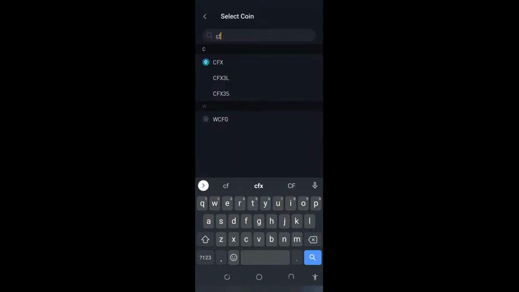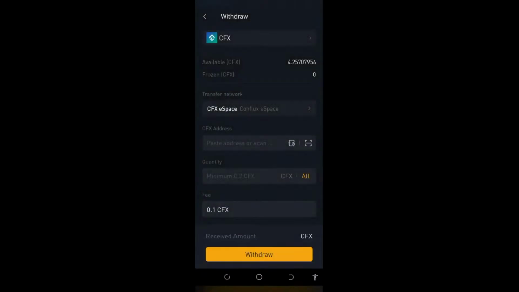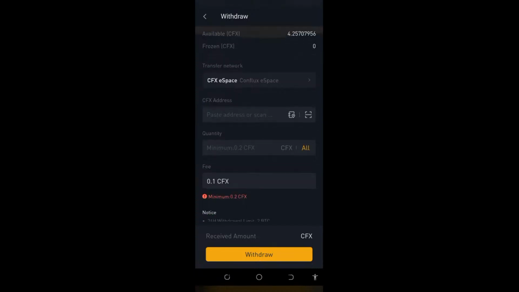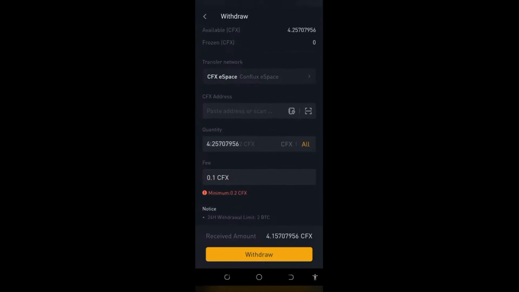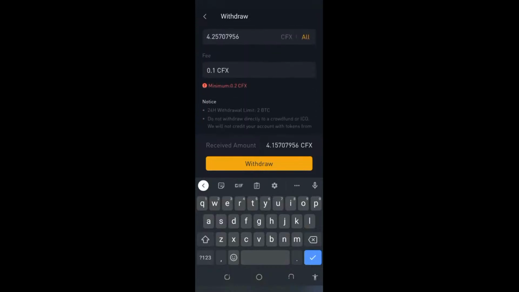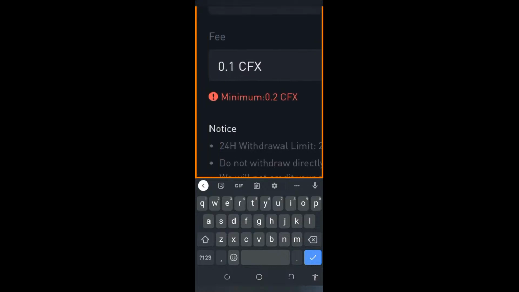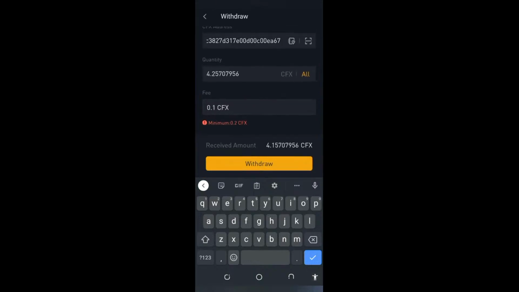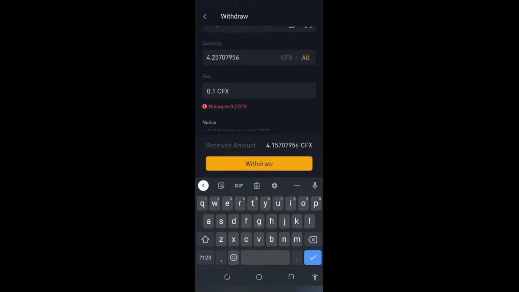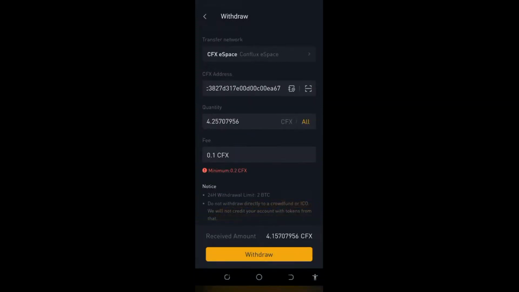So CFX. Let's see, CFX eSpace, of course. And then let's see what we're putting in here. Available, yeah, everything. Let's put in the address. Okay, it said minimum. Minimum is what? Okay, minimum is 0.2 CFX. I've done that. Well, maybe just a little warning. Okay, all. And then we go ahead. Everything looks good.